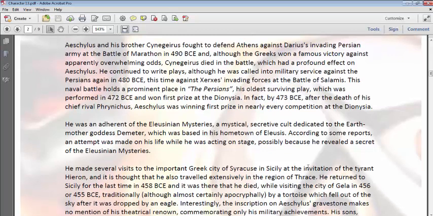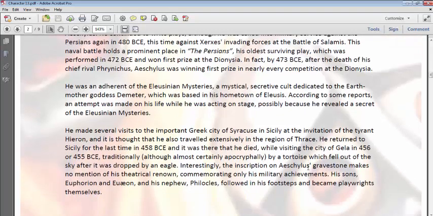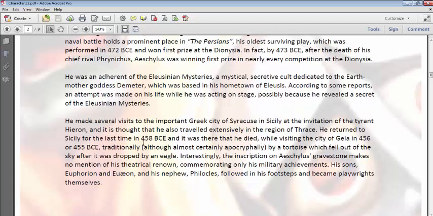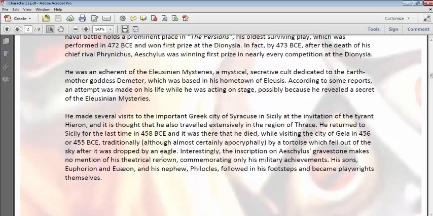Aeschylus died in 458 BC, and apparently he died because a tortoise dropped from the sky by an eagle fell and killed him.